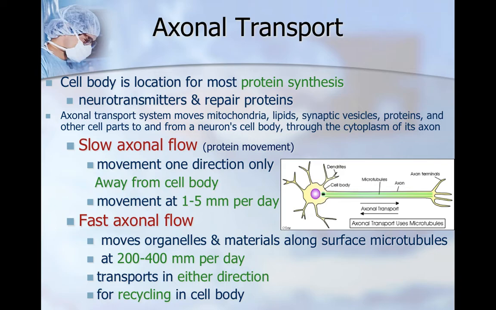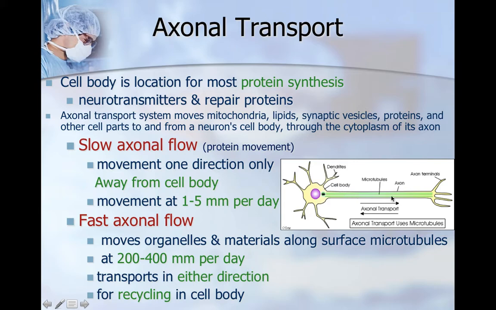to transmit the action potentials across. All right, the axonal transport system moves mitochondria, lipids, synaptic vesicles, proteins, and other cell parts to and from a neuron cell body through the cytoplasm of its axon. So we can see here, this is the cell body down in this picture, and the axon is the long cylindrical portion. And this is how transport goes from cell to cell in the nervous system, and also from the end of the axon back into the cell body.